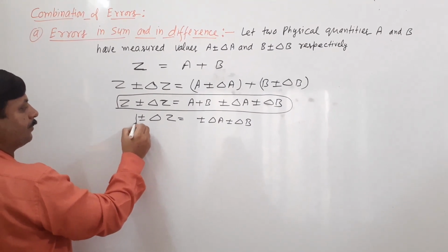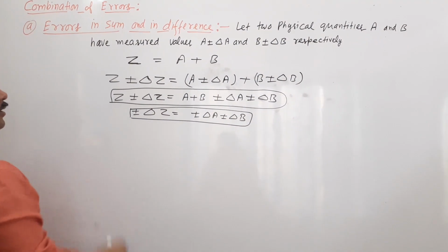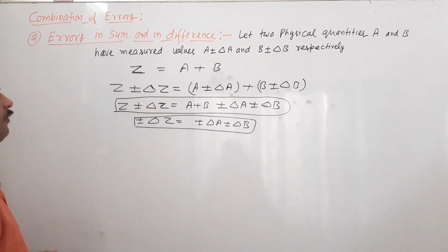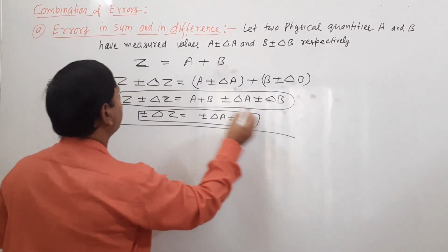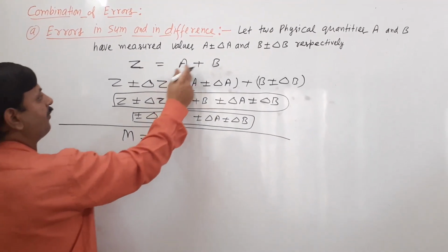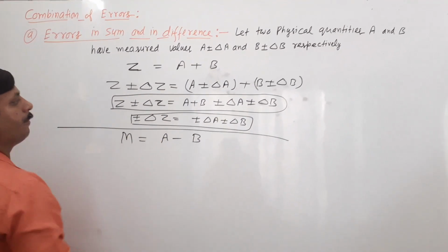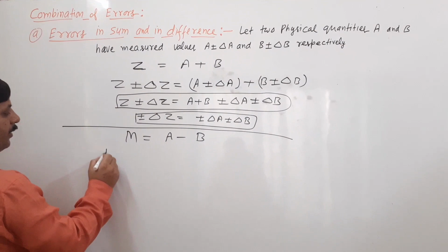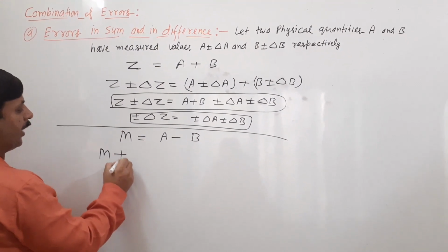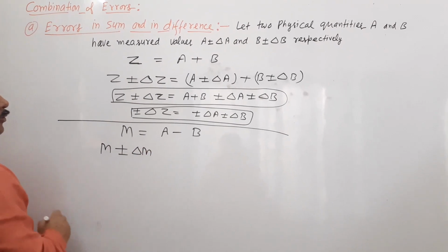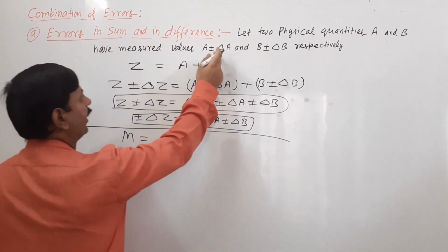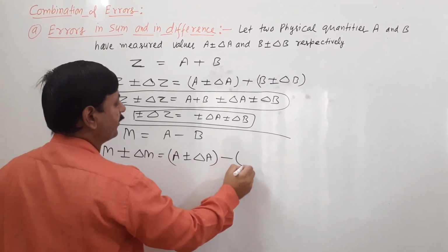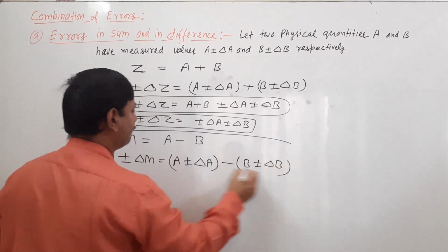Okay, this is for the error. Now suppose there is a physical quantity M, which is the difference of two physical quantities. How can we write the measured value? See here, with absolute error, M plus minus del M. Here A is the physical quantity A plus minus del A, minus B plus minus del B.